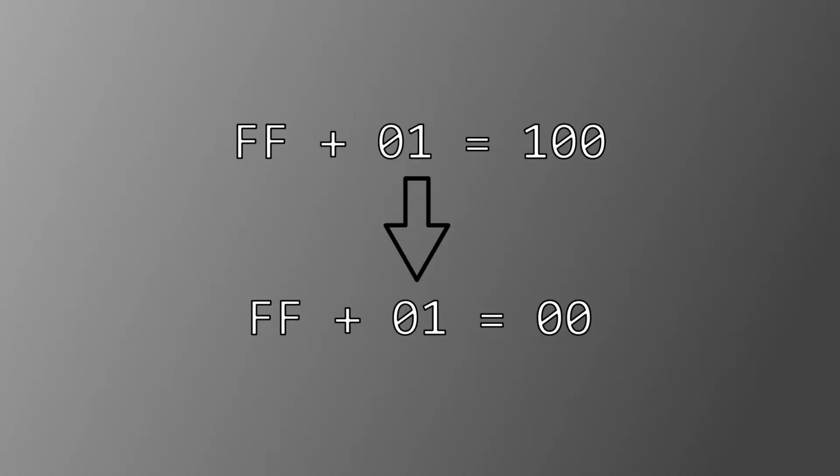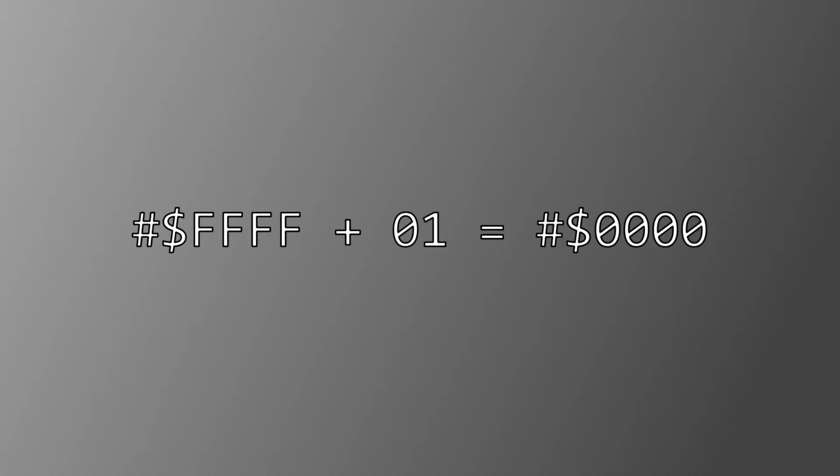If a byte is made to increase by 01 when it's at FF, it changes to 100. But there is not enough space in a single byte, so it gets stored as 00. Hexadecimal is notated with a hashtag and a $ sign. A word is 2 bytes stored in a row. It can also overflow like a single byte can.